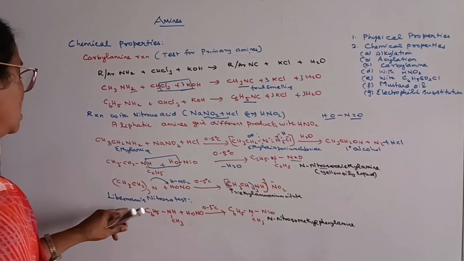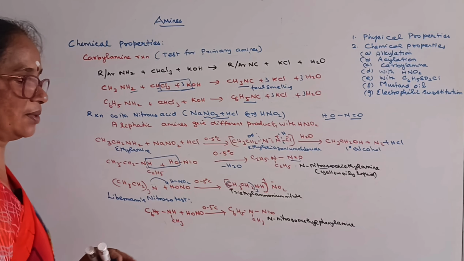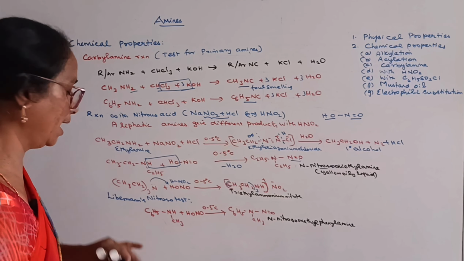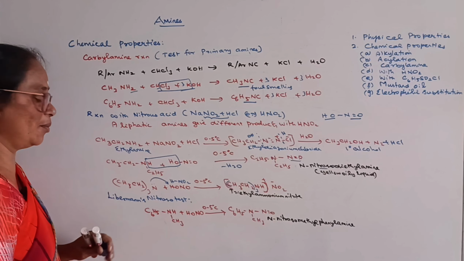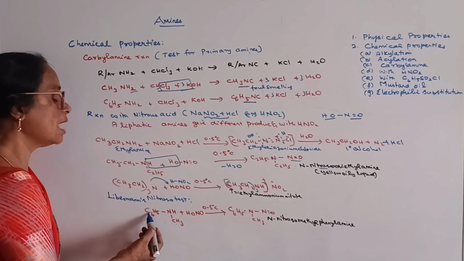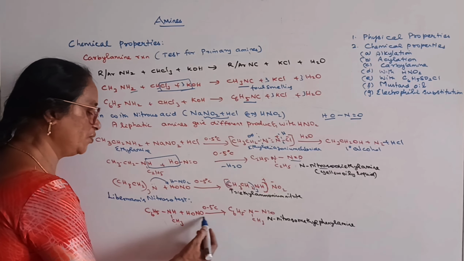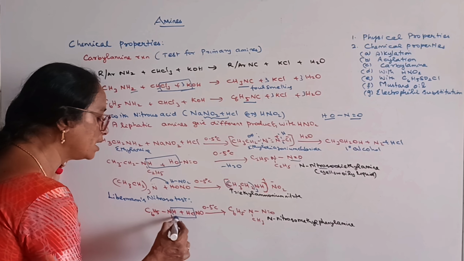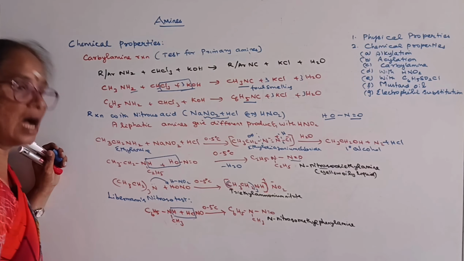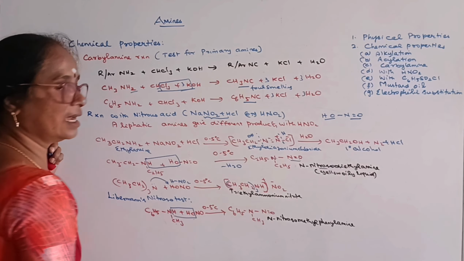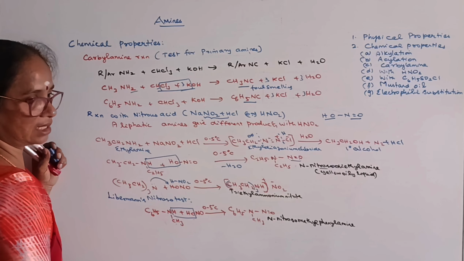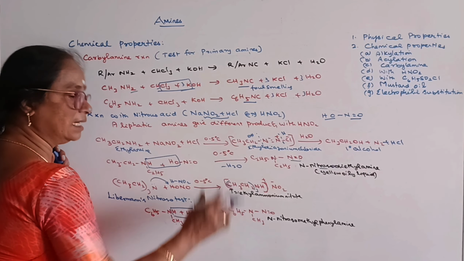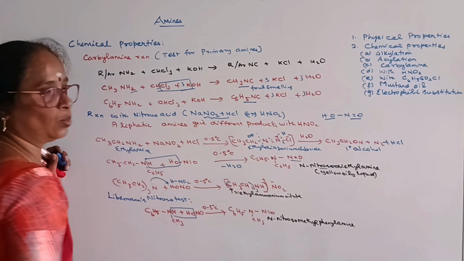The next one, Liebermann's nitroso test. In the place of a secondary aliphatic amine, if I take an aromatic secondary amine, N-methyl aniline, when it is treated with nitrous acid, that forms N-nitroso phenyl methyl amine. It is said to be Liebermann's nitroso test. So this is for the identification of secondary amines and the color of the compound is yellow.